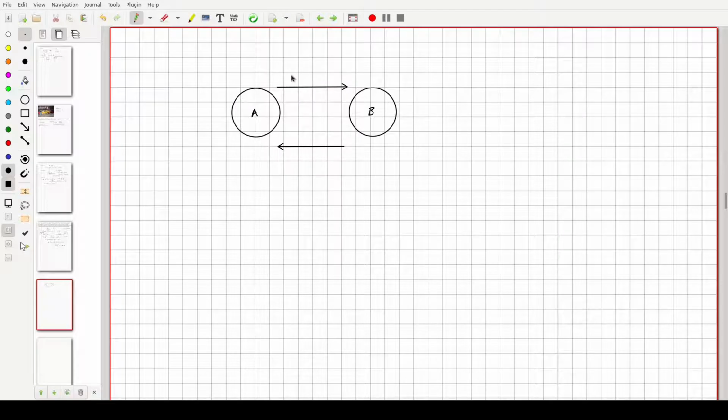So let's call this force right here the force of A on B. And this return force, the force of B on A. Now, Newton's third law says these forces are equal but opposite. Okay?